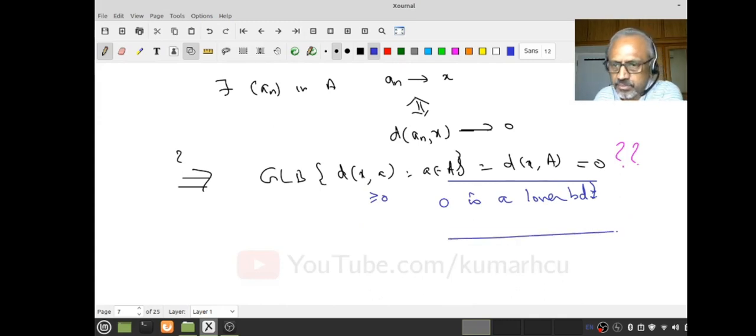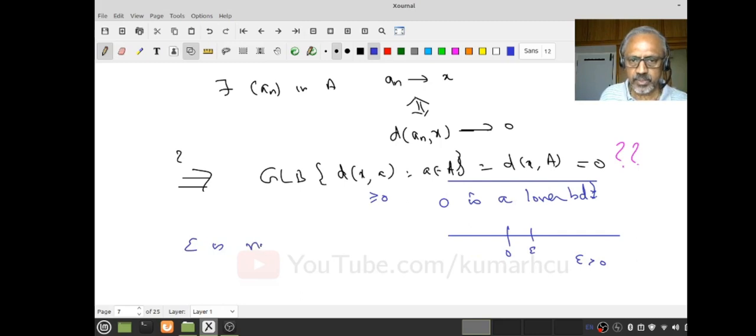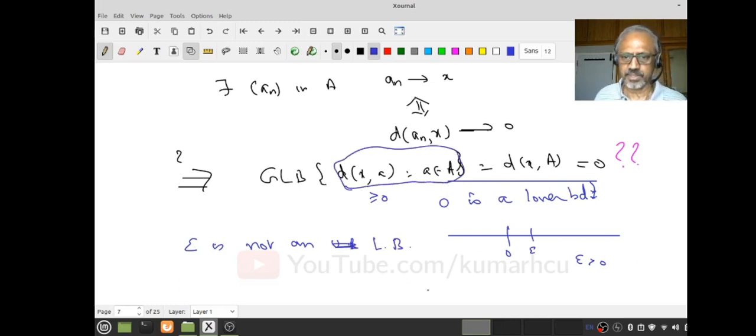What does it mean? I have 0, and it's enough if we show, give me any epsilon greater than 0, it's not a lower bound. Do you understand that? So to show 0 is the greatest lower bound, I have to show epsilon is not a lower bound for this set of real numbers. But that's very easy. Why? Since I know a_n converges to x, for this epsilon there is a natural number N so that for all n greater than or equal to capital N, the distance between a_n and x is less than epsilon.